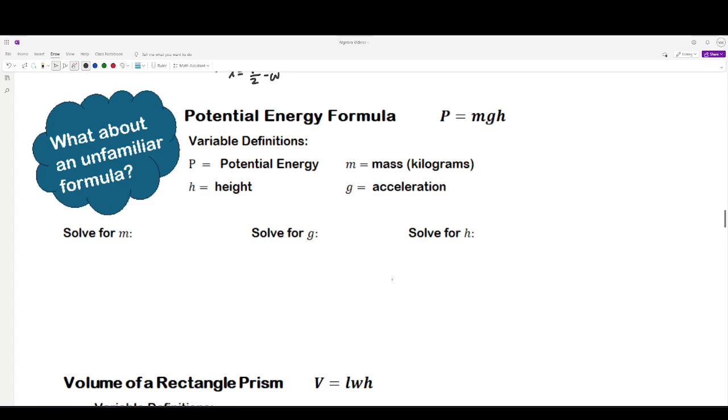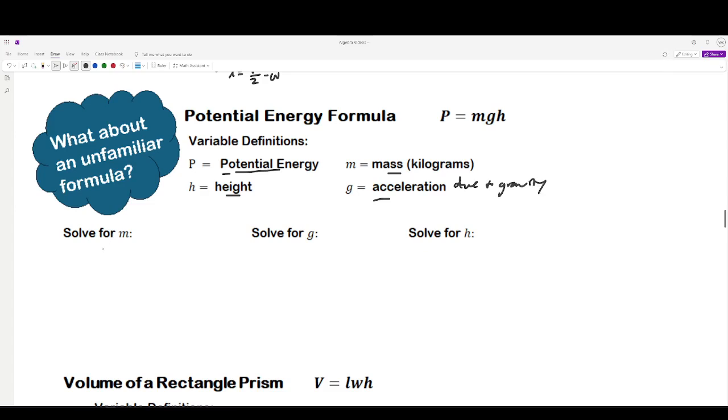Potential energy. What about an unfamiliar formula? They give us the definitions here. Potential energy is mass times height times acceleration due to gravity. I would call that gravity, but okay.